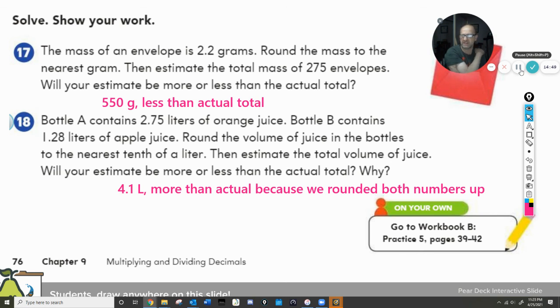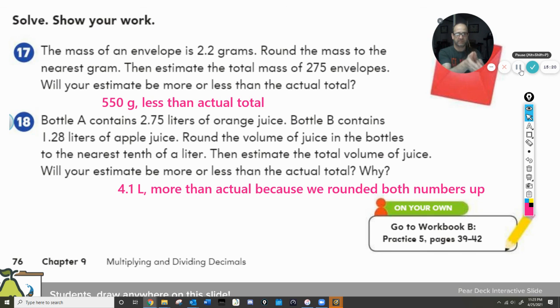And then on the second one, bottle A contains 2 7/75 of a liter of orange juice. B contains 1 2/800 of a liter of apple juice. Round the volume of each to the nearest tenth. 2 7/75 rounds up to 2 8/10. 1 2/800 rounds up to 1 3/10. 2 8/10 and 1 3/10 is going to be 4 1/10 of a liter. It's going to be more than the actual because we rounded both of those numbers up and then added them.